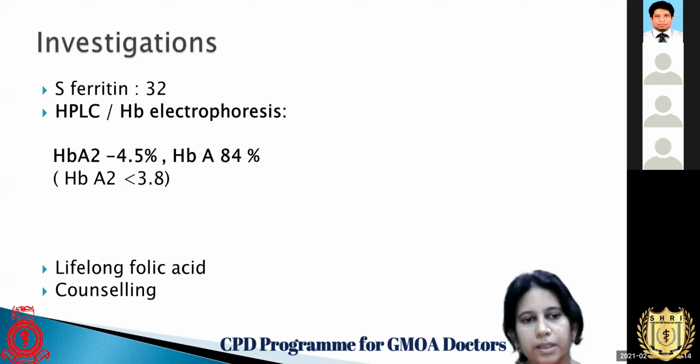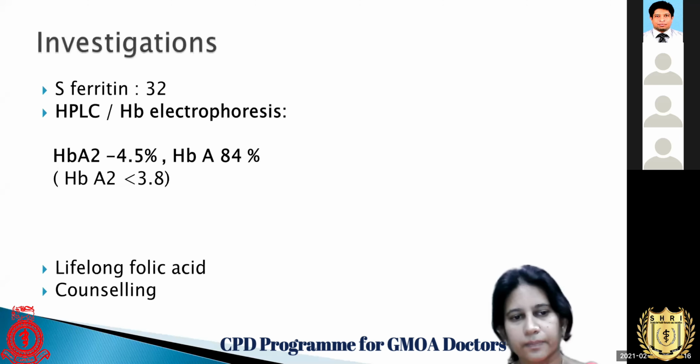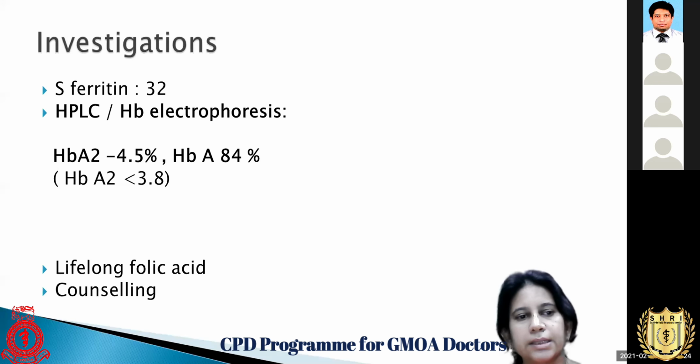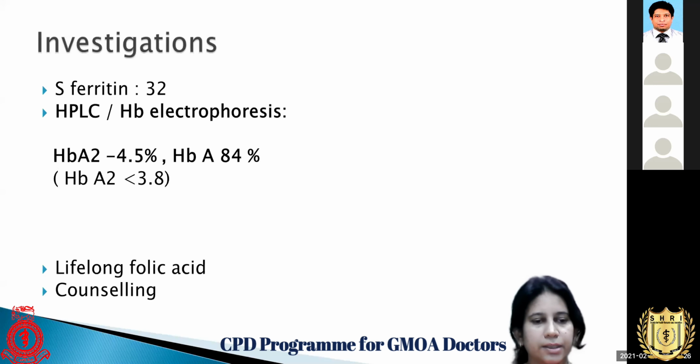In this patient, it's HbA2 4.5%, HbA 84. In a normal person, HbA2 is less than 3.8 or 4, depending on the machine you use. So this is confirmatory of thalassemia trait. So in the management, she is a young girl, lifelong folic acid and counseling is very important.